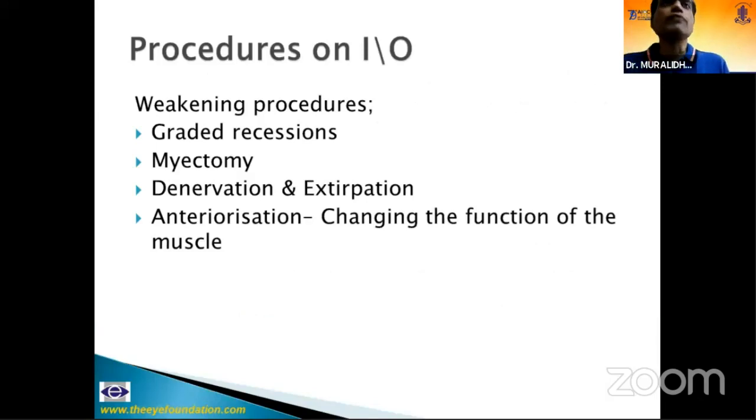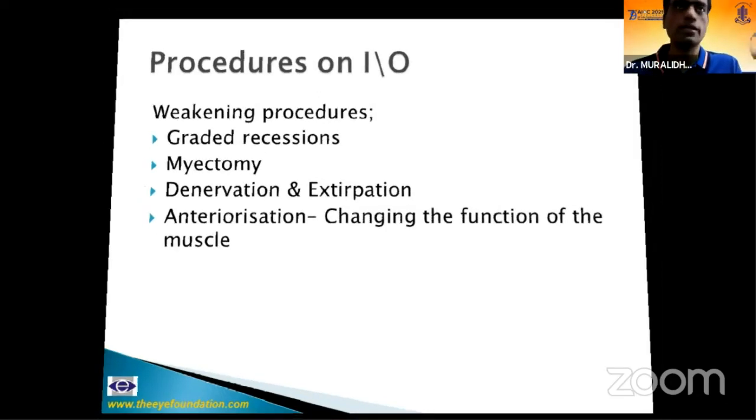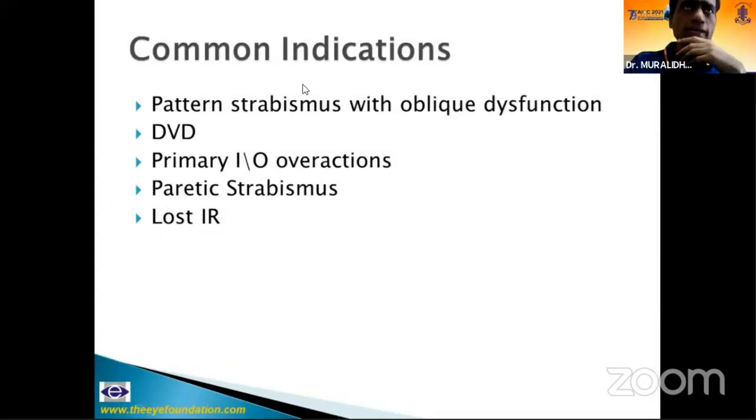So we have a number of weakening procedures on the inferior oblique. We don't do strengthening procedures generally except in torsional Kastenbaum. They include graded recessions, which we most commonly do. The other procedures are mainly of historical interest. Common indications for surgery on the inferior oblique are pattern strabismus with oblique dysfunction and DVD, also in paretic strabismus, lost inferior rectus.